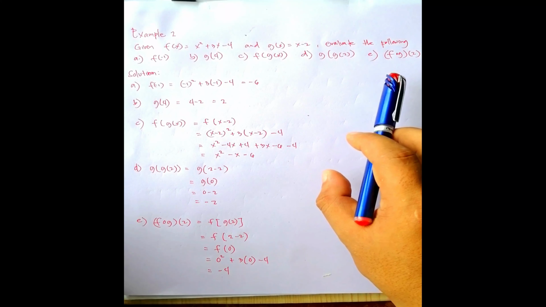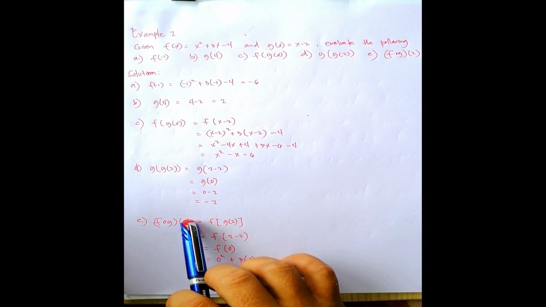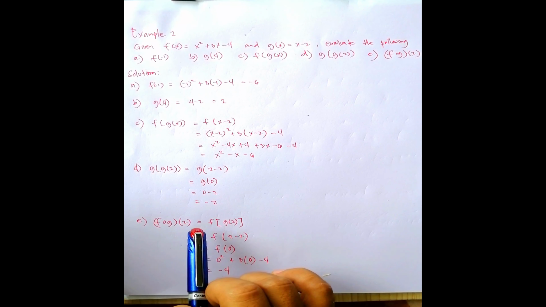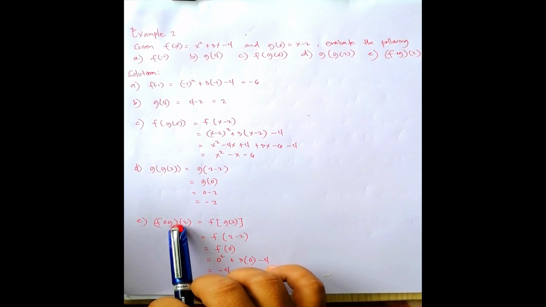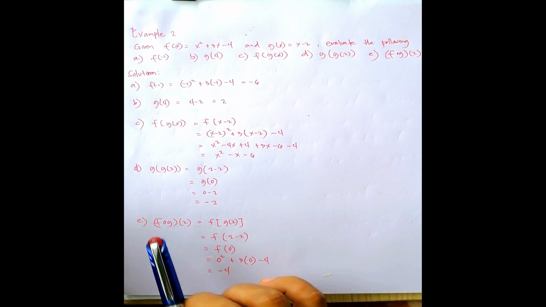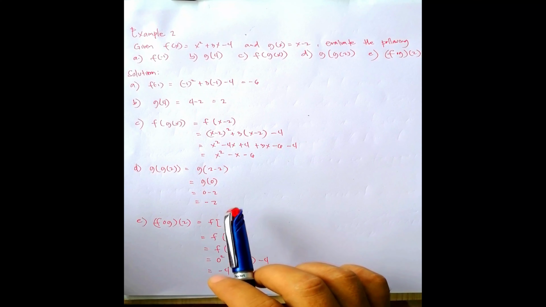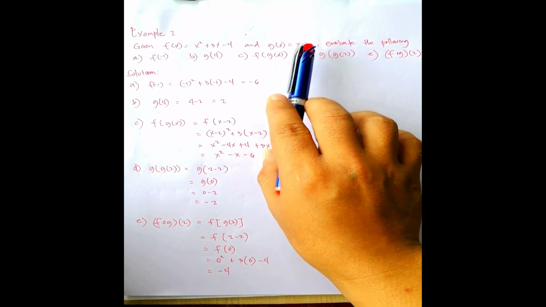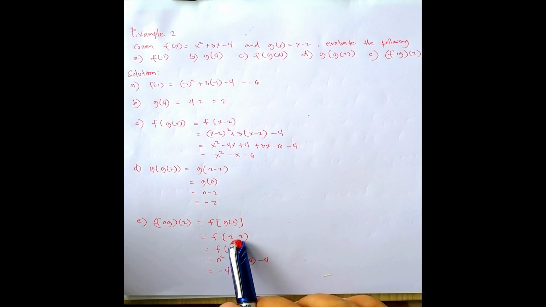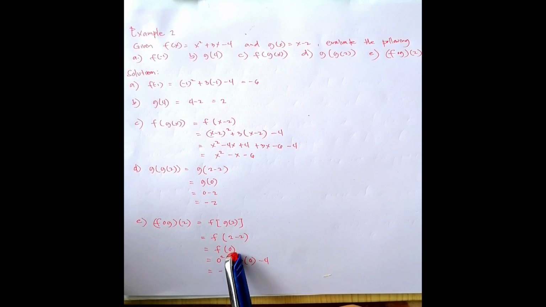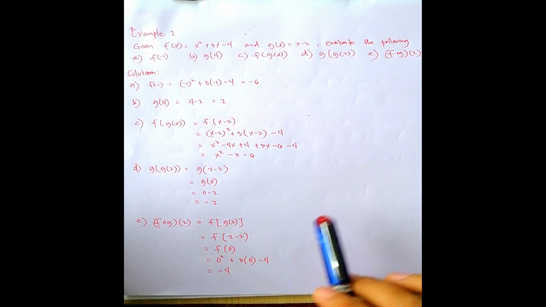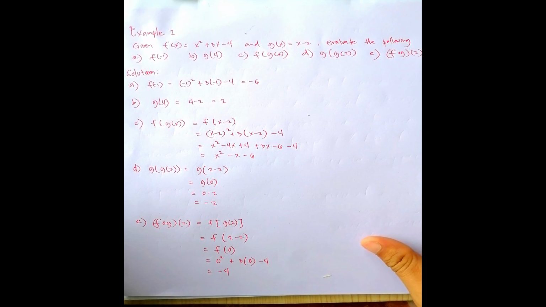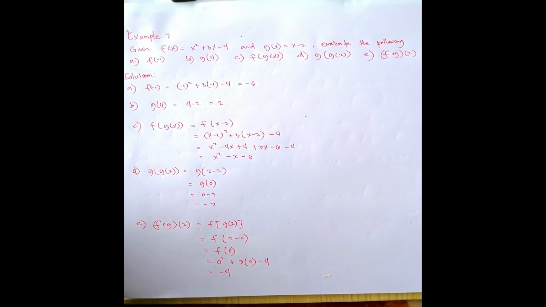And for letter E, f circle g of 2, substituting 2 first in the function g, and after that the value of that function will be substituted to the function f. So ang una natin gagawin, we need to substitute 2 in the function g. So x minus 2, so 2 minus 2 is 0. So that 0 will be substituted in the function f. So 0 squared plus 3 times 0 minus 4, the value is negative 4.